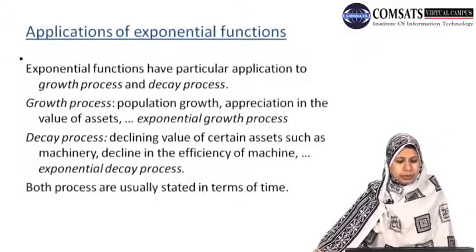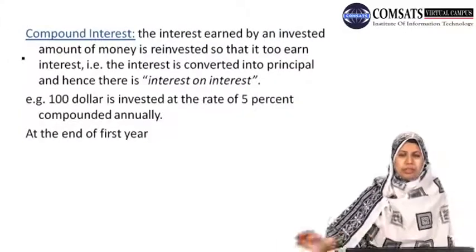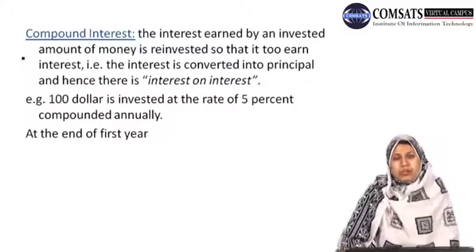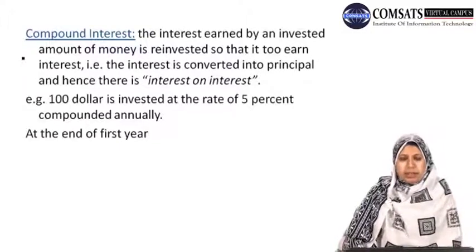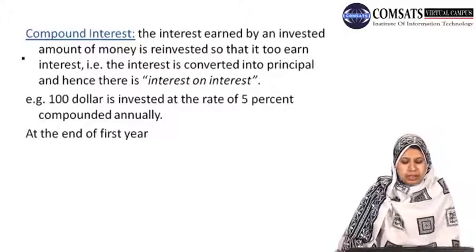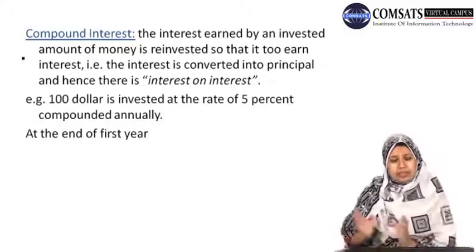We start with our example of compound interest. What do we mean by compound interest? That is, the interest earned by an invested amount of money is reinvested so that it too earns interest. That is, the interest is converted into principal and hence there is interest on interest.